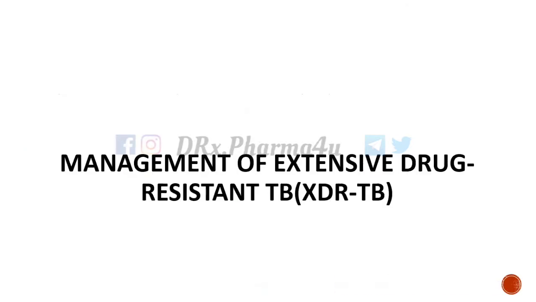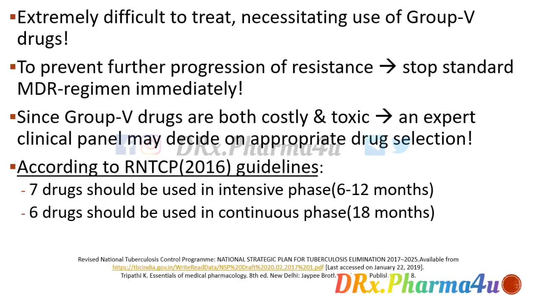Now we come to the most dangerous type of TB, that is extensively drug-resistant TB. This is extremely difficult to treat. In this condition, we have to use group 5 drugs. If you refer to my past video on RNTCP guideline part 1, you would have seen that group 5 drugs are also known as unclear efficacy drugs, because the efficacy is not clear and definitely the side effects are notorious.